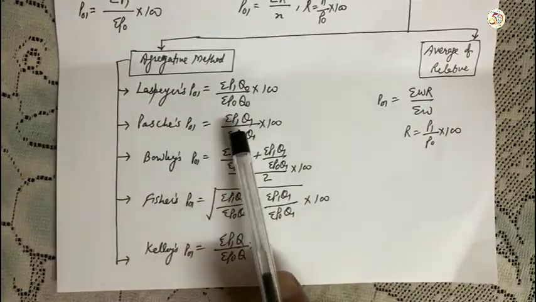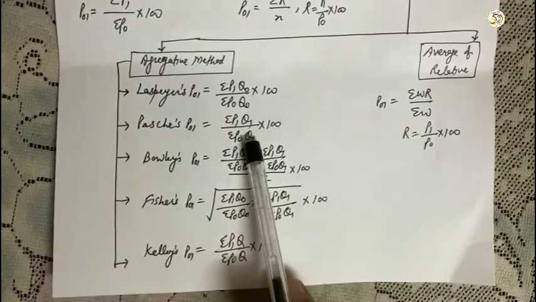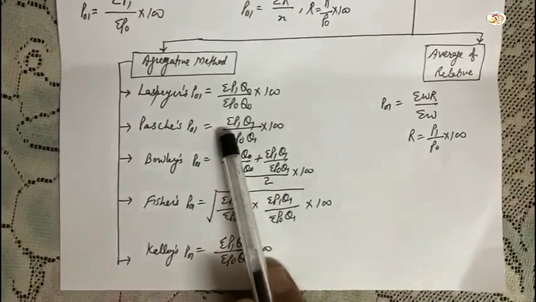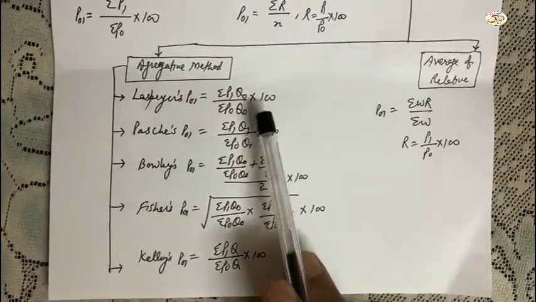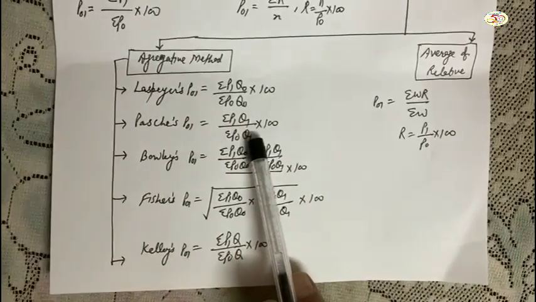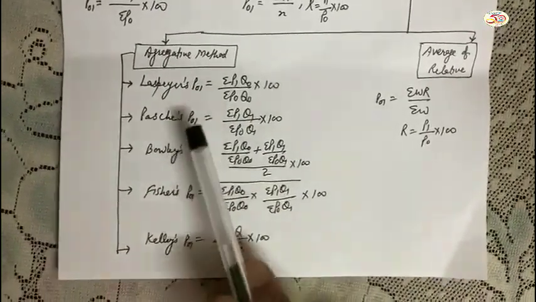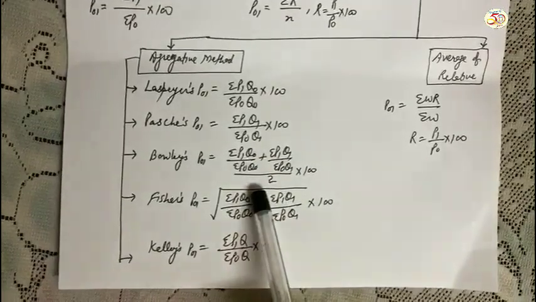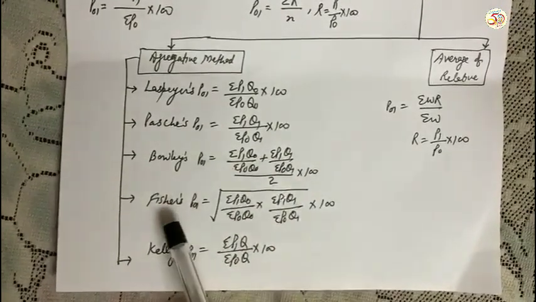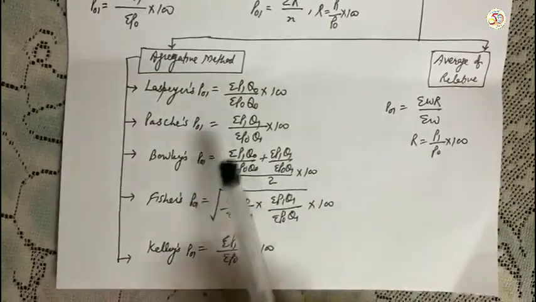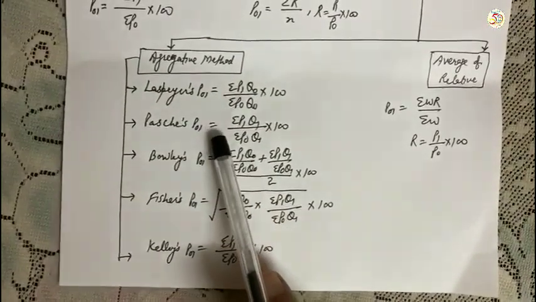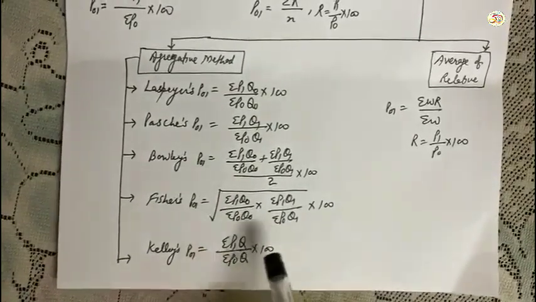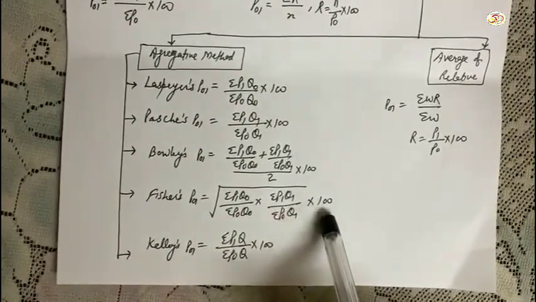What Paasche has done, he has taken quantity of current year in place of base year. Otherwise, there is no difference between these two methods. Only the difference is of base year quantity and current year quantity. Bowley has taken average of these two. So what he has done, he has taken sum of these two divided by 2 into 100. Fisher has taken geometric mean of Laspeyres and Paasche. So he has multiplied these two and taken its geometric mean.